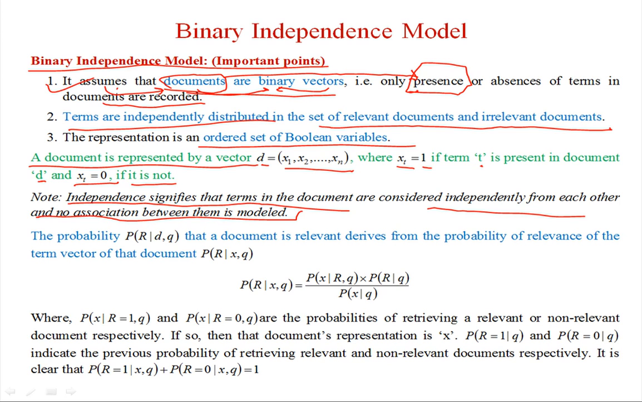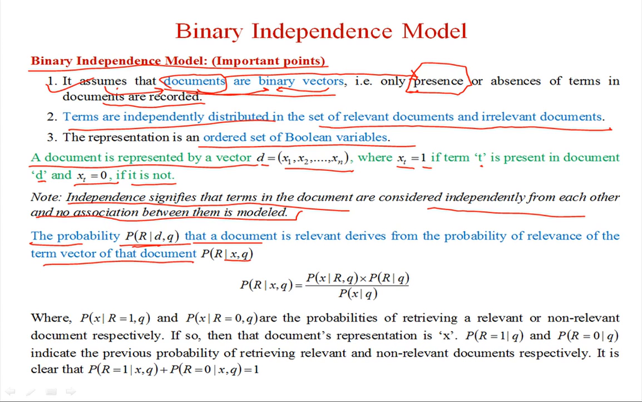So the majority of BM25-based models, or such kinds of probabilistic models, neglect such things. These are the major demerits. The probability P(R=1|d,q) that a document is relevant derives from the probability of relevance of the term vector of that document.